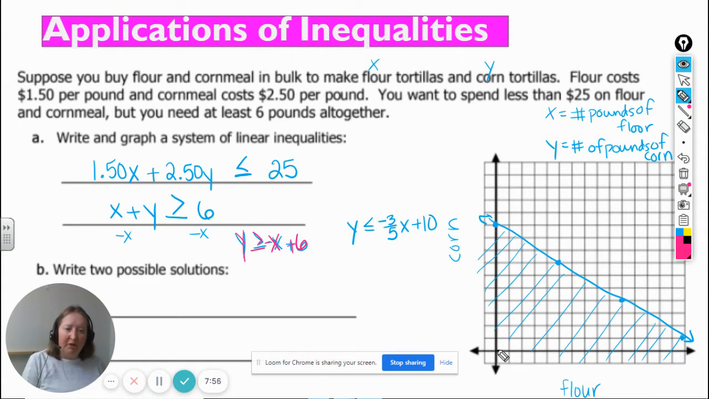Now I'm going to go up to positive 6. 1, 2, 3, 4, 5, 6. I'm going to put a dot. A negative slope of 1 over 1. Down 1 over 1, down 1 over 1, down 1 over 1. Okay, and now I'm going to connect those because it's or equal to, so we know it's a solid line.